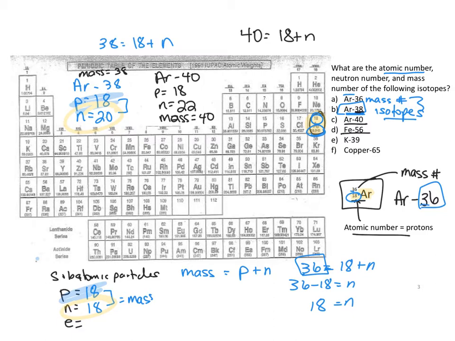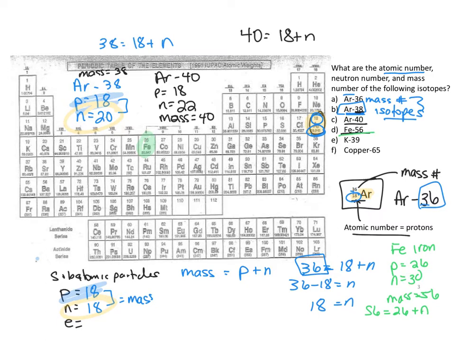Iron 56. Where is iron? Iron, Fe. Right here. And so iron has a number of protons equal to 26, and its mass is 56. So 56 equals 26 plus N, neutrons plus protons. So what's 56 minus 26? 30. So the number of neutrons is 30.